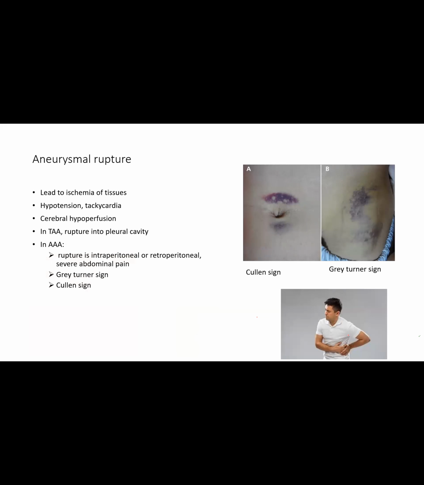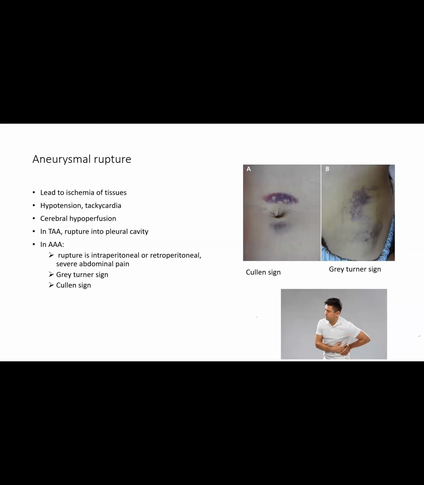When the abdominal aortic aneurysm ruptures, the blood can leak into the intraperitoneal area or the retroperitoneal area. The intraperitoneal area is the area within the peritoneal cavity, and the retroperitoneal area is the area in the back of the abdomen, behind the peritoneum.